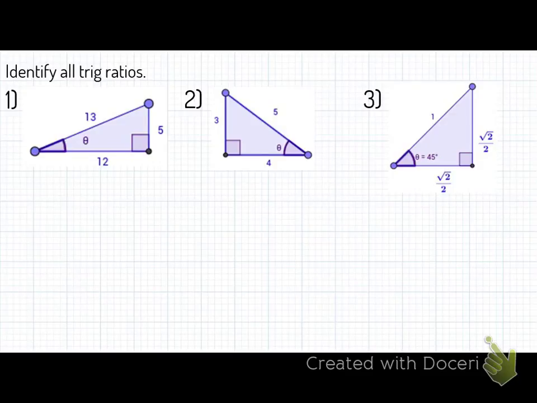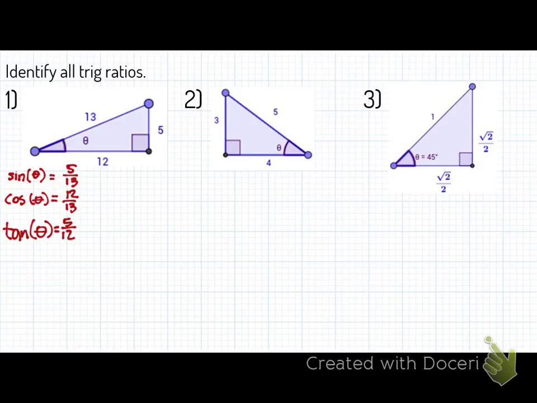So first thing I'm going to do is start with sine. So I know sine is opposite over hypotenuse. So sine of theta is going to be equal to 5 over 13. Then I could do cosine of theta is going to be adjacent over hypotenuse, which is going to be 12 over 13. The next one is tangent, which is going to be opposite over adjacent, which is going to be 5 over 12. Okay? And these are the ones we know that are really easy, right?